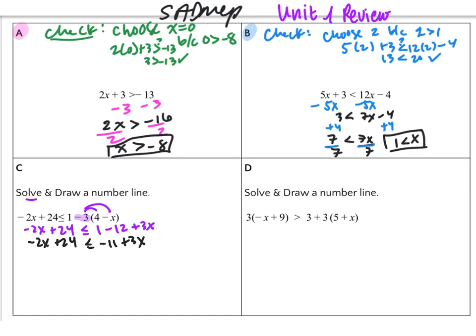Smiling if you can't hear it in my voice. Plus 2x. It doesn't really matter if you move the x's or the constants first. Sometimes I go back and forth on that. Generally, I like to move the x's, but sometimes I move the numbers. That's 5, right? Plus 11, plus 11, so that's 35 is less than or equal to 5x. Divide by 5.